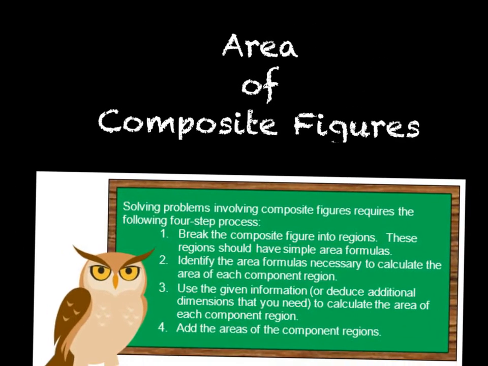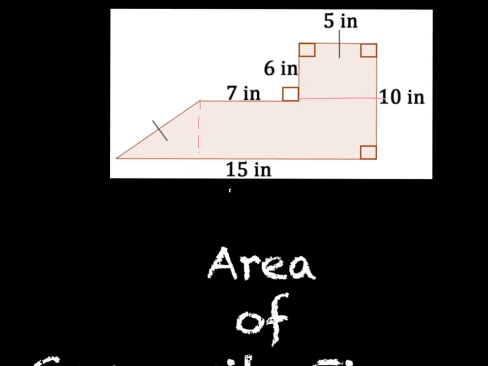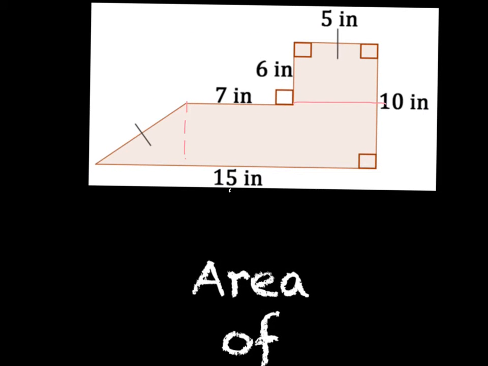Now, the next thing, identify the area formulas necessary to calculate the area of each component region. All right, so let's go back to our figure. What this is saying is we've got to figure out which formulas we need to solve for the area of these shapes. Well, I only have a triangle and 2 rectangles. So we know for a triangle, the area is 1/2 the base times the height. And for a rectangle, the area is equal to the length times the width. So we have everything we need now to solve for these shapes.